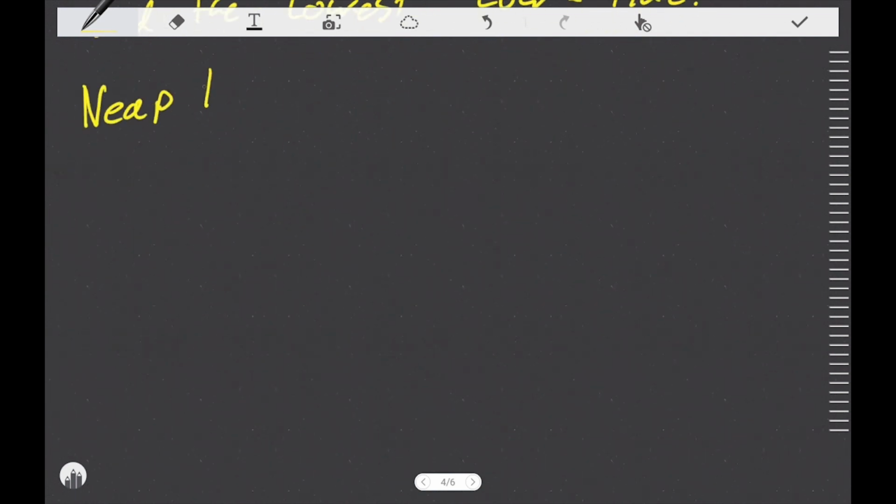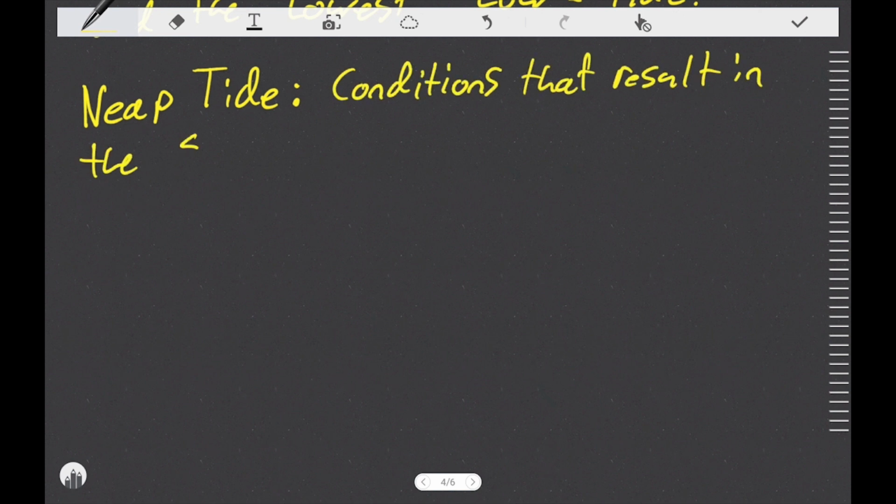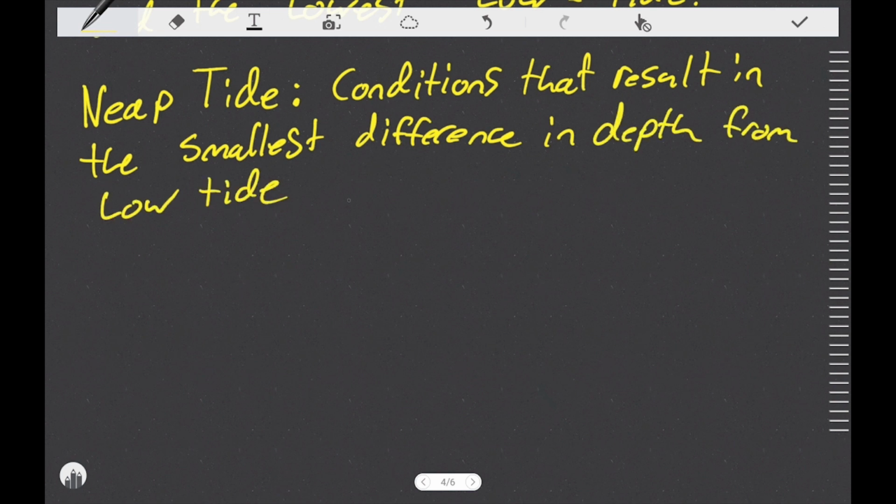The opposite of a spring tide is called a neap tide, and this is when we have conditions that result in the smallest difference in depth from low tide to high tide.